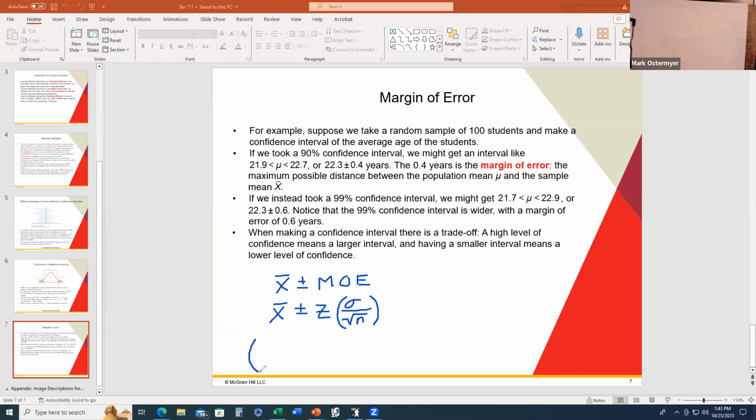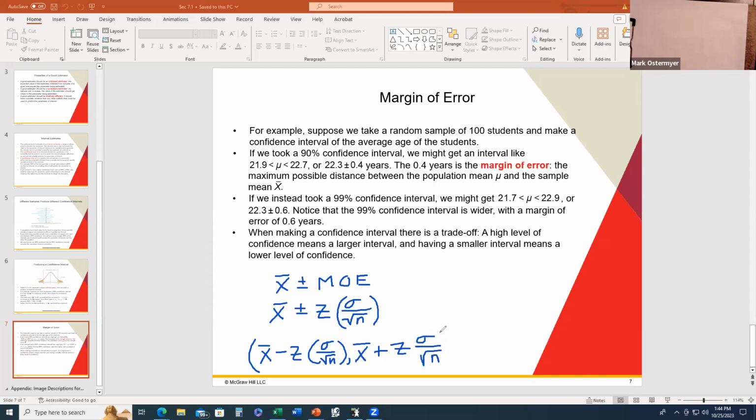So your confidence interval is going to have a lower endpoint, which is going to be the sample mean minus this margin of error. And the upper endpoint of this confidence interval is going to be your sample mean plus the margin of error.